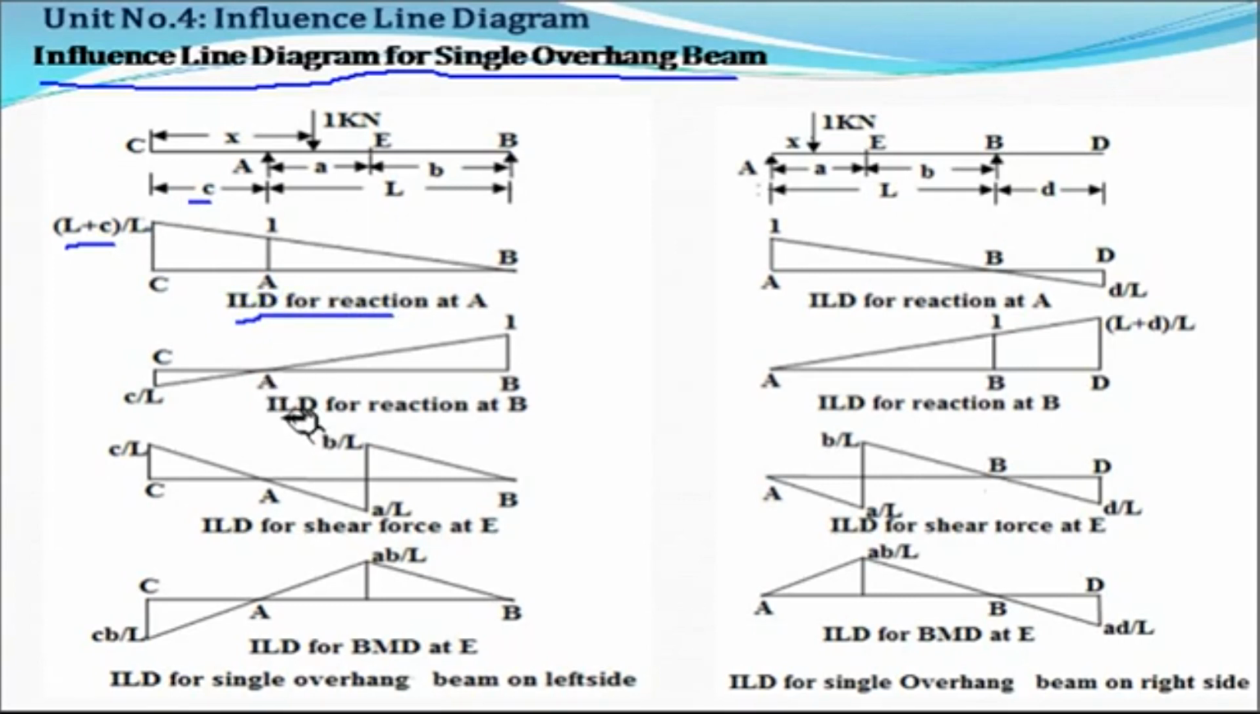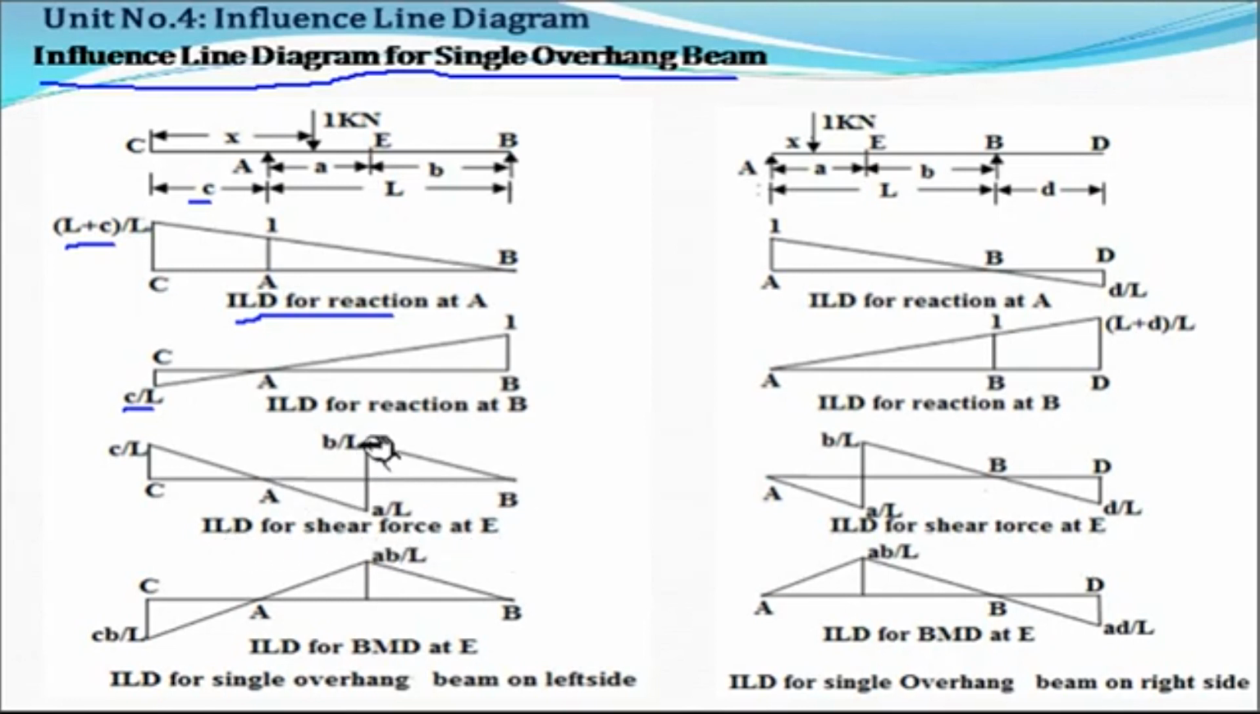Same way, this is the influence line diagram for reaction at B. First you have to draw for the simply supported beam and extend the influence line for the overhang portion and find out this ordinate by considering these two triangles, which is equal to C upon L. Okay. Now influence line diagram for shear force at section E.